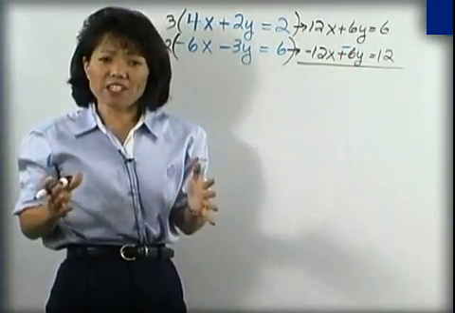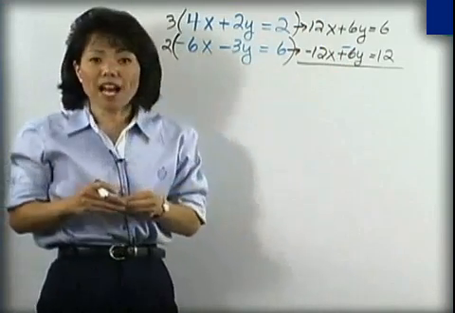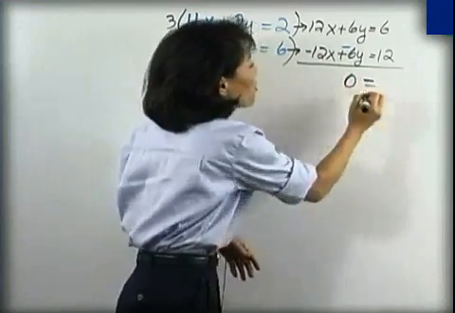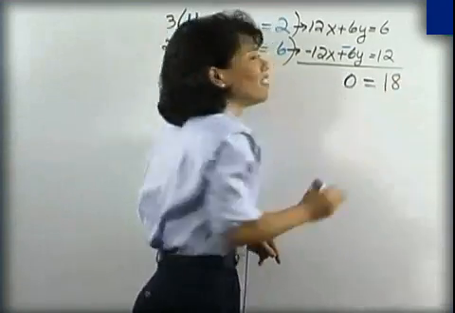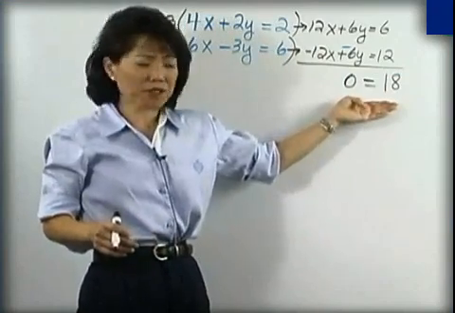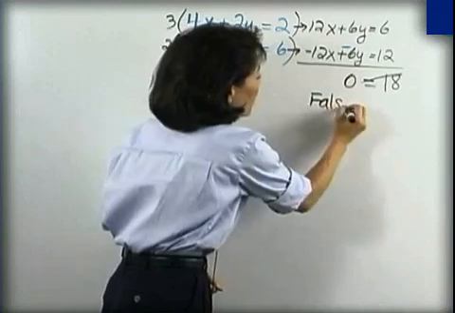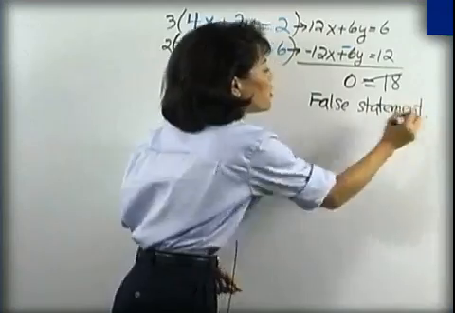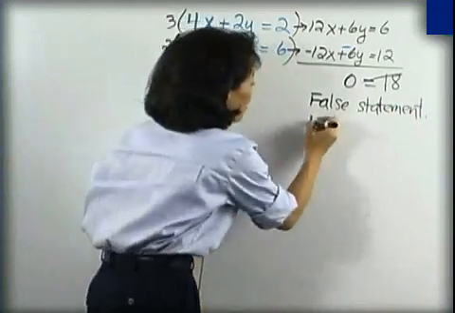So on the left-hand side of the equation, not only did I eliminate my y's, but at the same time, I eliminated my x's. So what do I have here? I get 0 equals, on the right-hand side, 6 plus 12, 18. What does that mean? 0 equals 18? That's not true. That's a false statement. So we say here, false statement. And what does that mean when we get a system of equations to equal a false statement? What that means is there is no solution to our system.